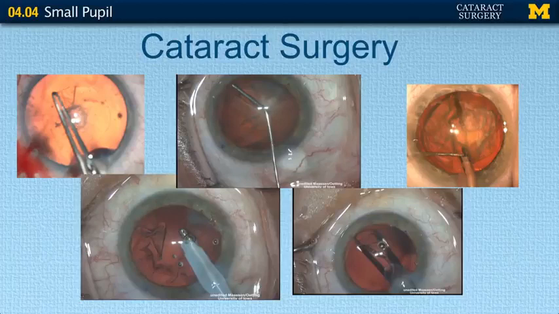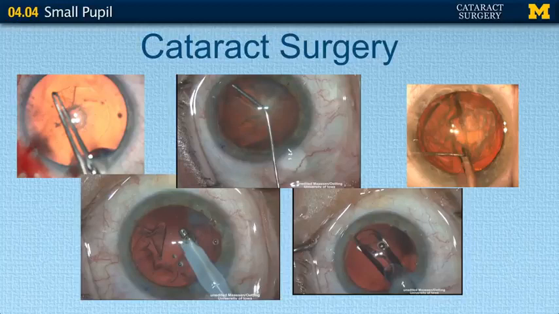A small pupil affects various stages of cataract surgery. The first step it affects would be your capsulorhexis. We often use the size of the pupil as a guide to constructing the capsulorhexis. So if you have a small pupil, the capsulorhexis tends to be very small, and this can lead to difficulties in irrigation and aspiration when trying to remove the subincisional cortical material.